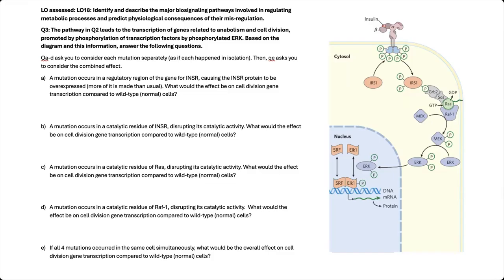We have a mutation occur in a regulatory region of the gene for INSR. So the gene for our insulin receptor, we have a mutation that causes this protein to be overexpressed. So we're making more of this protein than we would normally have. What would the effect be on cell division gene transcription compared to the wild type or the normal cells? And we're given the information that this pathway leads to the transcription of genes related to anabolism and cell division, promoted by the phosphorylation of transcription factors that are phosphorylated by ERK.